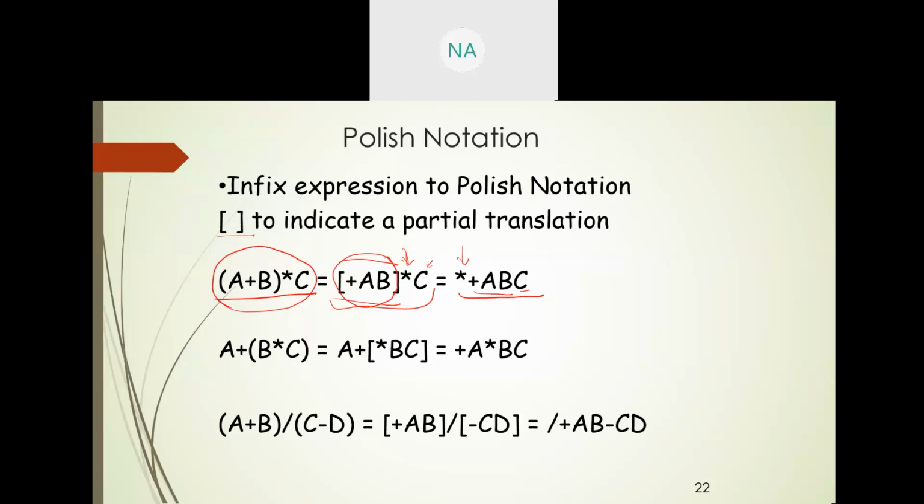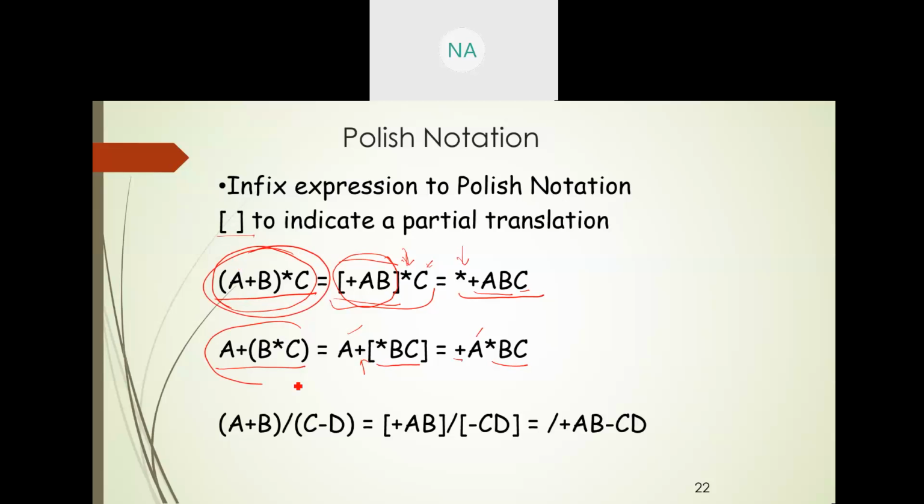Similarly, you can write the corresponding Polish notation for this a plus b into c. The same procedure. First, consider the subexpression which is written within the parenthesis. So b star c will be converted first. So it will be converted into multiply bc. And you write this within the big bracket to indicate that this whole sub-expression is an operand now. Now the plus operator will be written first, then the first operand a, and then the second operand star bc, right?